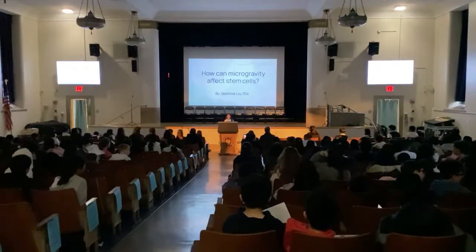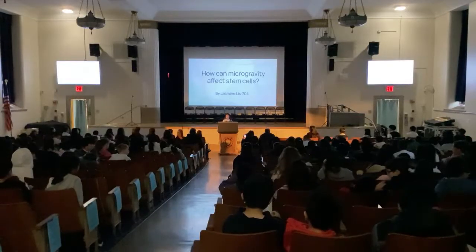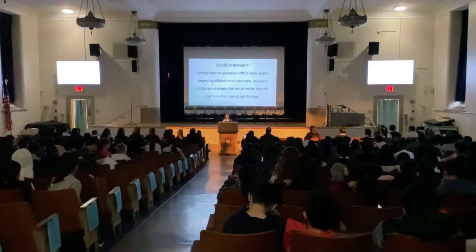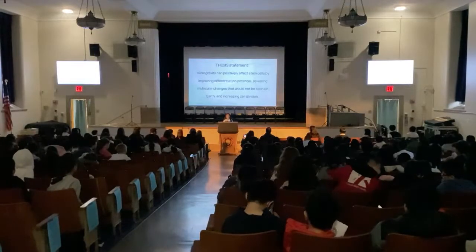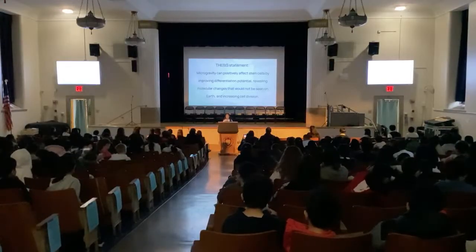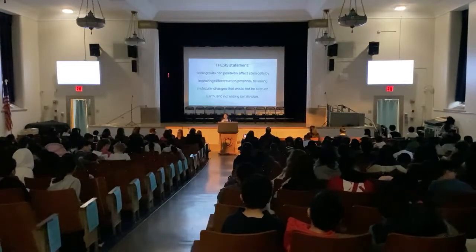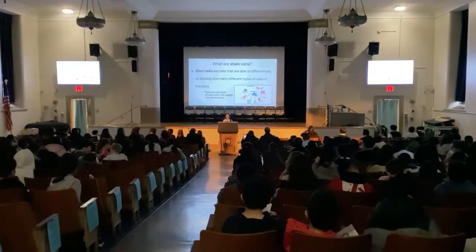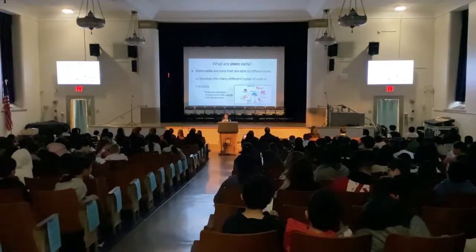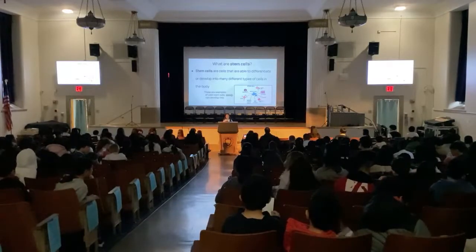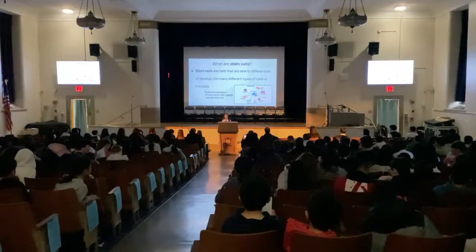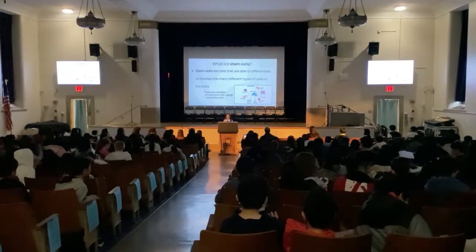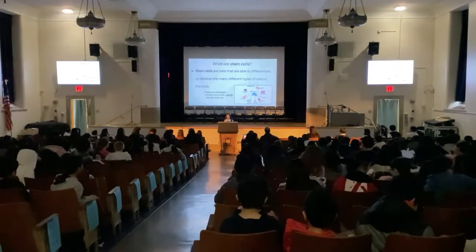My focus question is, how can microgravity affect stem cells? Microgravity can positively affect stem cells by improving differentiation potential, revealing molecular changes that will not be seen on Earth, and increasing cell division. Stem cells are cells that are able to differentiate or develop into many different types of cells in the body. The picture on the right shows different types of cells stem cells could develop into. For example, stem cells could develop into red blood cells or fat cells.